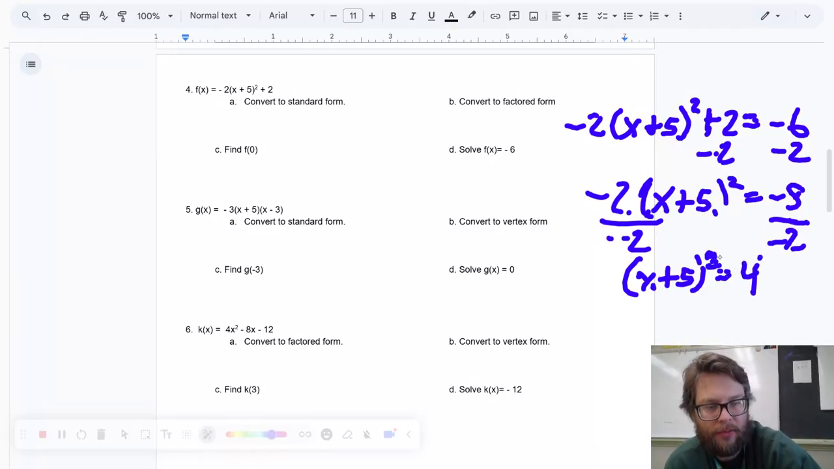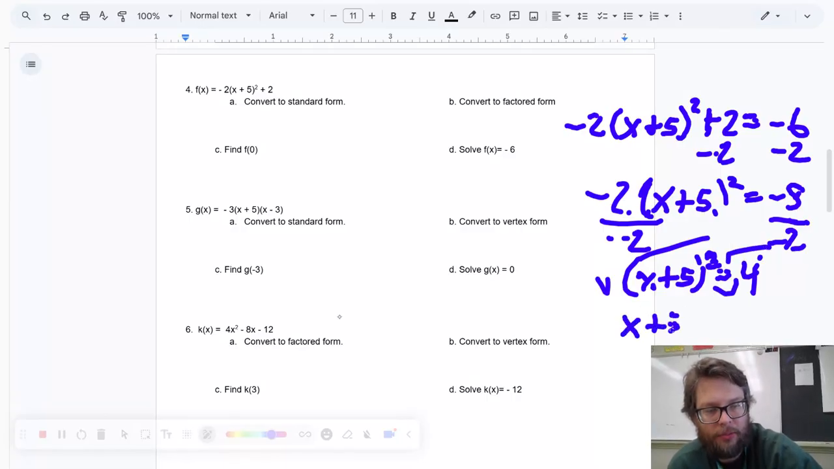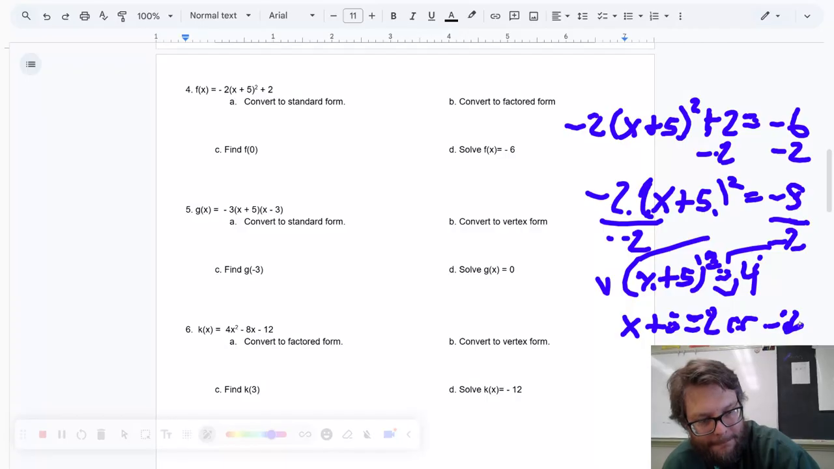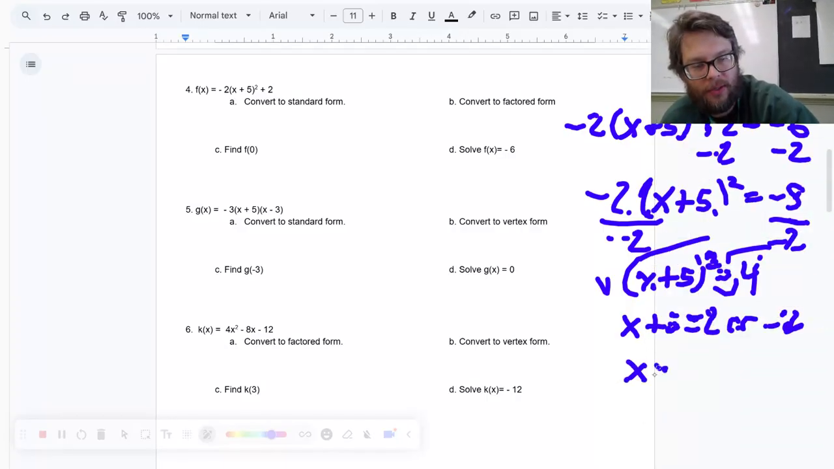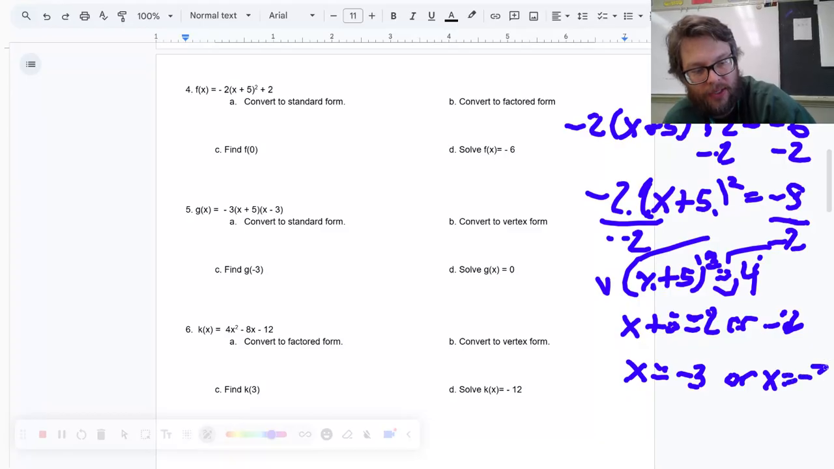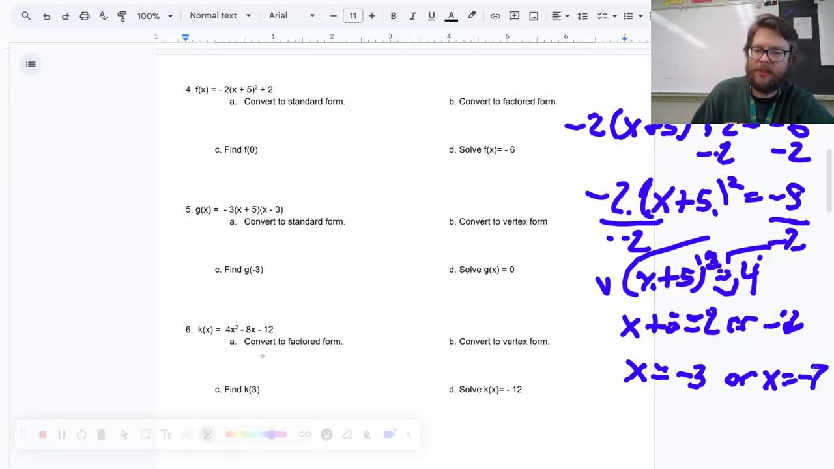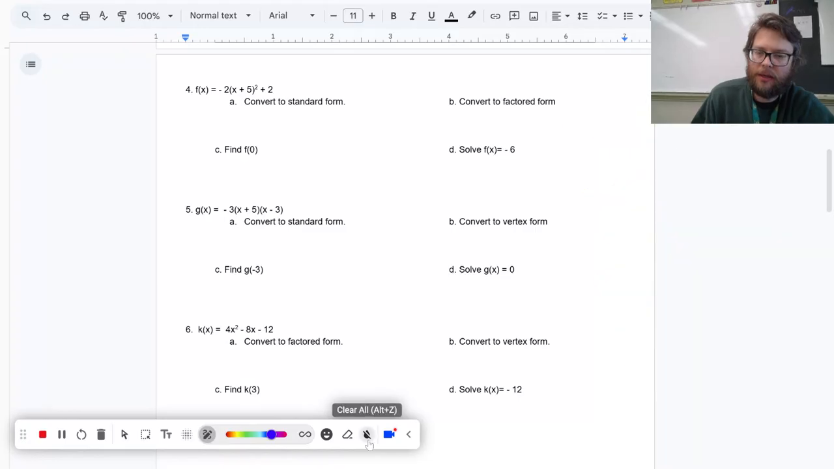So x plus 5 squared is 4. Take the square root of both sides. Remember, you have a plus and a minus. So x plus 5 equals 2 or negative 2. And then if you subtract 5 to get x by itself, you get your two answers. X equals negative 3 or x equals negative 7. All right, so that's it for the first one there. All right, next one.